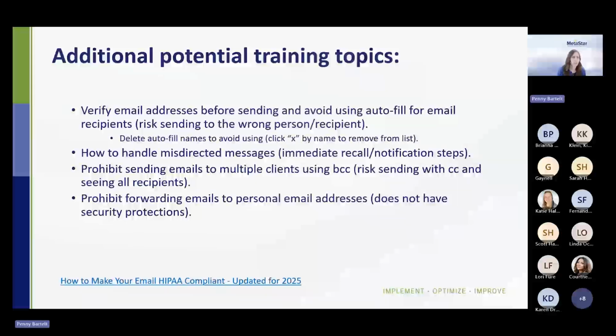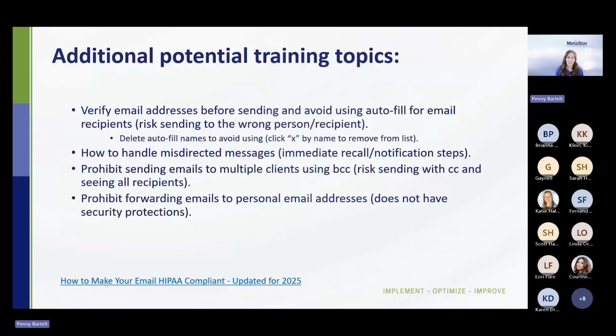Verify email addresses before sending and avoid using that autofill for email recipients. I am guilty of having this happen where I use the email fill-in and I picked the top person because I thought I only had one Heidi, and then I forgot that I had emailed a Heidi and accidentally sent her a request to make me a car rental.